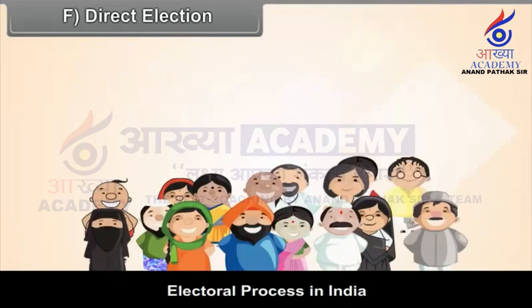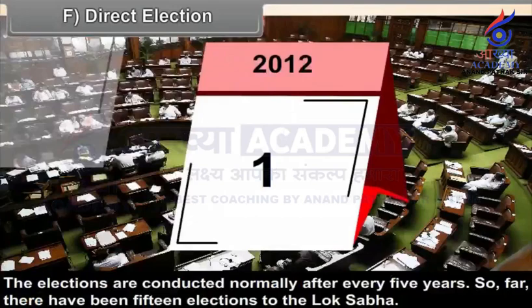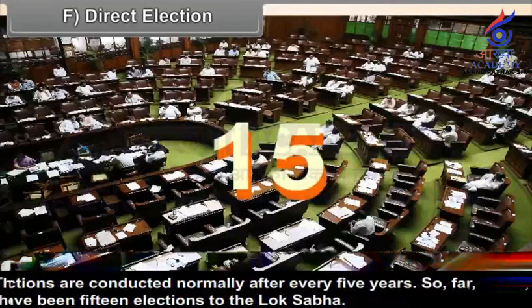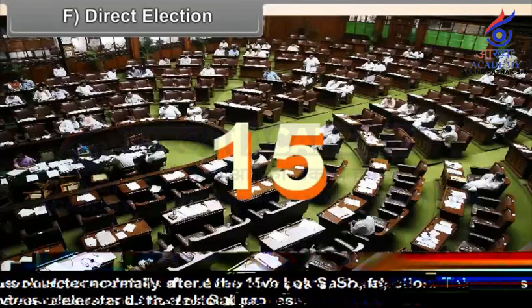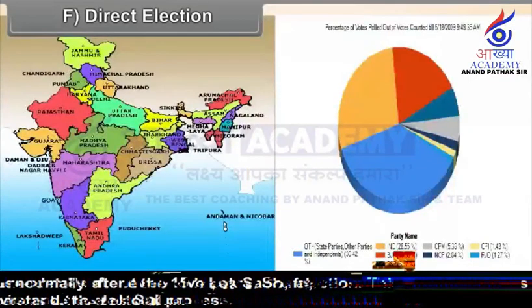Electoral process in India. Indian democracy is recognized as representative form of democracy. People elect members of Lok Sabha. The elections are conducted normally after every 5 years. So far, there have been 15 elections to the Lok Sabha. Let us look at some details about the 15th Lok Sabha election. This will help us understand the electoral process.